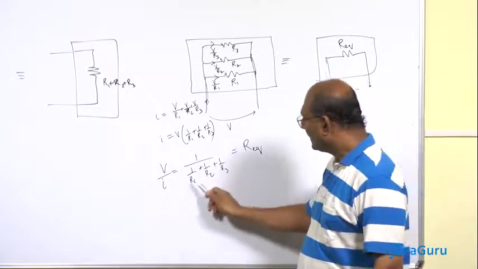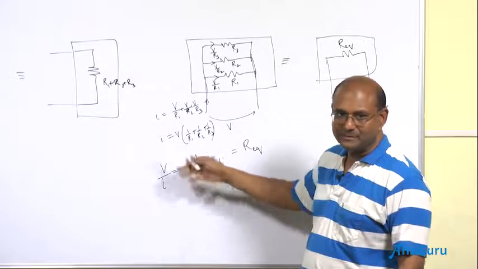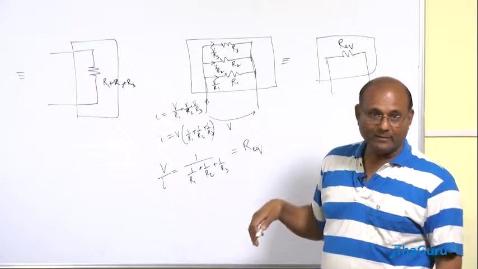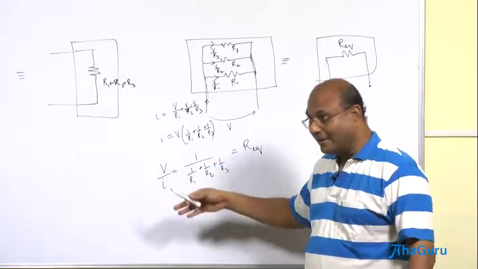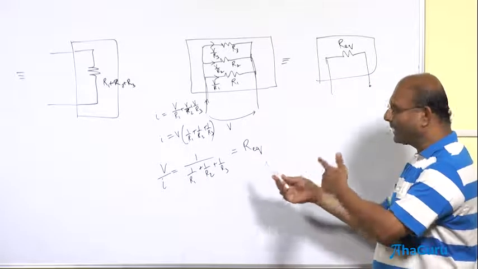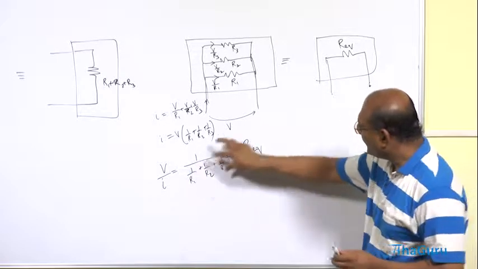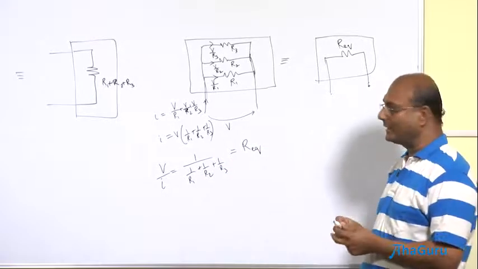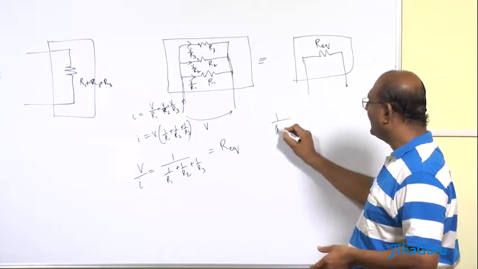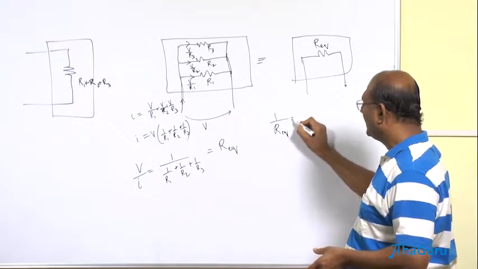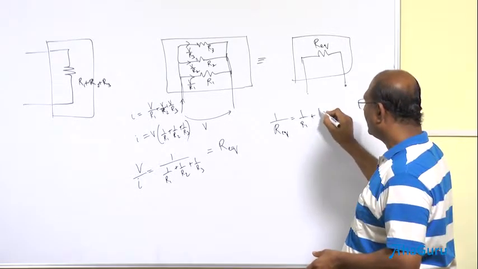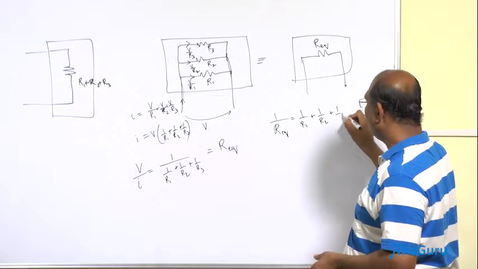Because this is a constant. See, if this is a constant, obviously this is a constant. It doesn't depend on I. What's the value of the constant? This. Now usually we don't like to remember it like this. So we take it to the numerator and take that to the denominator and we say 1 by R equivalent is 1 by R1 plus 1 by R2 plus 1 by R3.